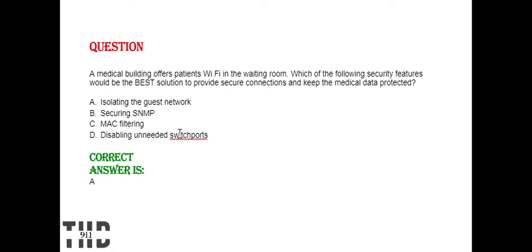A medical building offers patient Wi-Fi in the waiting room. Which of the following security features would be the best solution to provide secure connections and keep the medical data protected? Option A, isolating the guest network. Option B, securing SNMP. Option C, MAC filtering. Option D, disabling unneeded switch ports. The correct answer is option A.